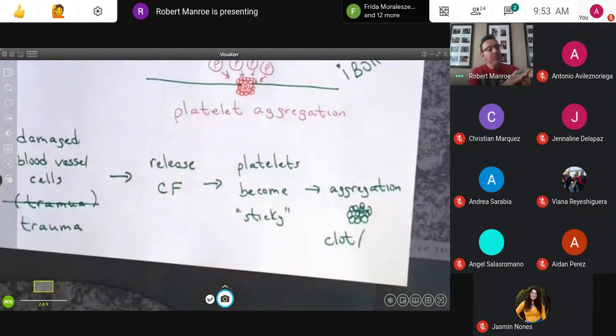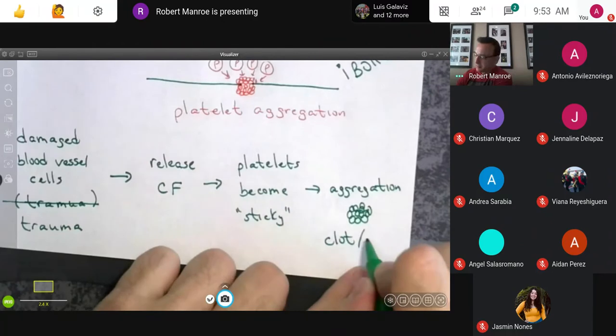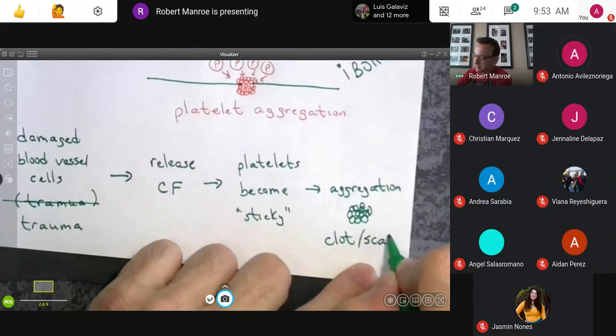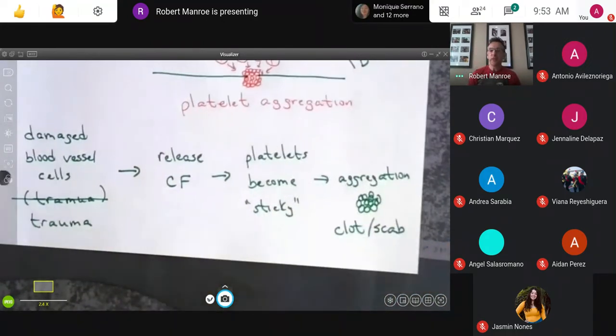Now, if that clot happens on the surface of your skin and it dries, guess what we call it? Scab. That's a scab. We've all had scabs. I have a couple on my hands right now. Why? Because I had some trauma to my hands, right? I abraded the skin, I broke the skin. The blood leaked out. My clotting factors were released. The platelets said, I got it. They stuck together. And on the surface of my skin, it then forms a scab.